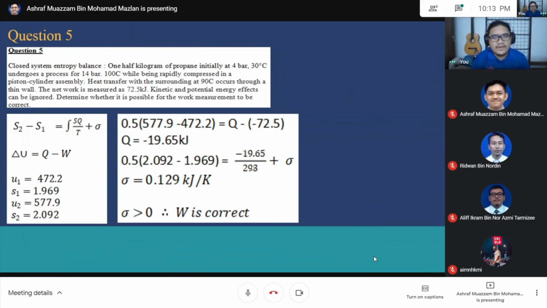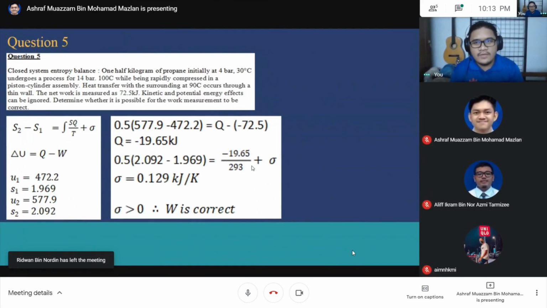Heat transfer with the surroundings at 900 degrees Celsius occurs through a thin wall. The net work is measured at 72.5 kilojoules. Kinetic and potential energy effects can be ignored. The question asks us to determine whether it is possible for the work measurement to be correct. Now, for this question, we use the formula S2 minus S1 equals the integral of δQ over T plus sigma. We also use the formula for the energy change, which equals Q minus W. So we use that.